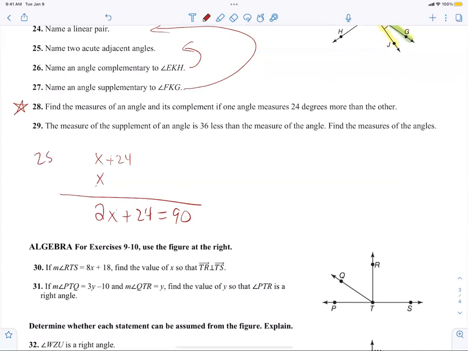All right, that was number 28. All right, now number 29. Let's try to set up 29. Everybody try to do what he just did.